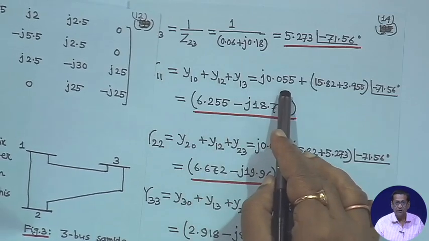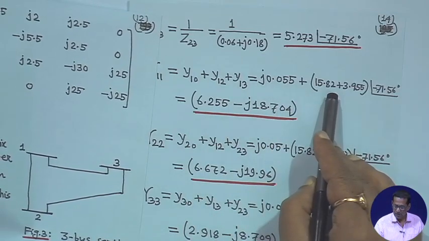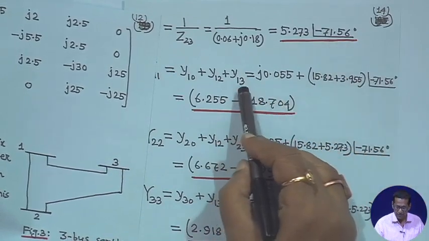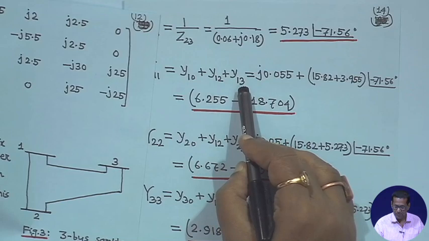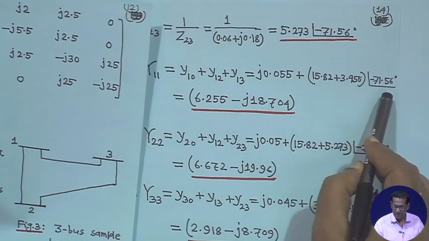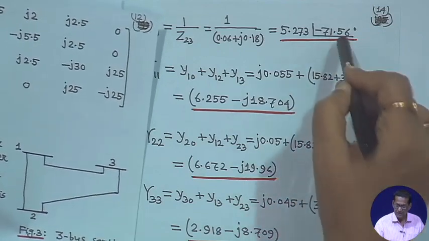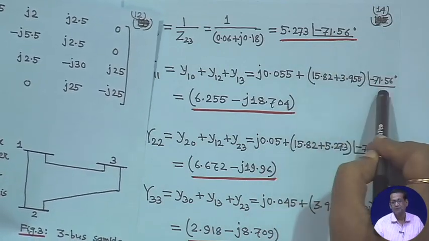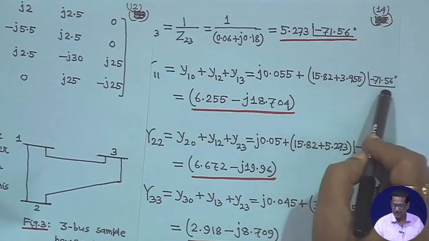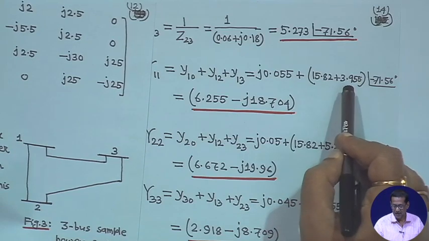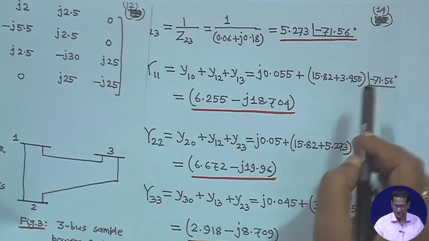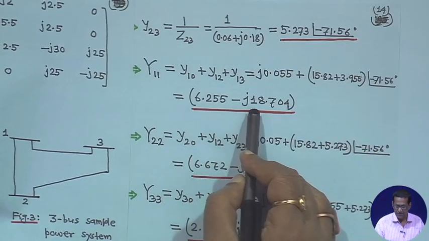So, Y10 we have computed, and Y12 and this angle is the same. So, Y11 is small y10 plus small y12 plus small y13. So, it is 15.82 angle minus 71.56 degree plus 3.955 angle minus 71.56 degree, because in all the cases the angle is the same. So, these two are in brackets and multiplied by this angle minus 71.56 degree, right. So, this comes to 6.255 minus j 18.704.